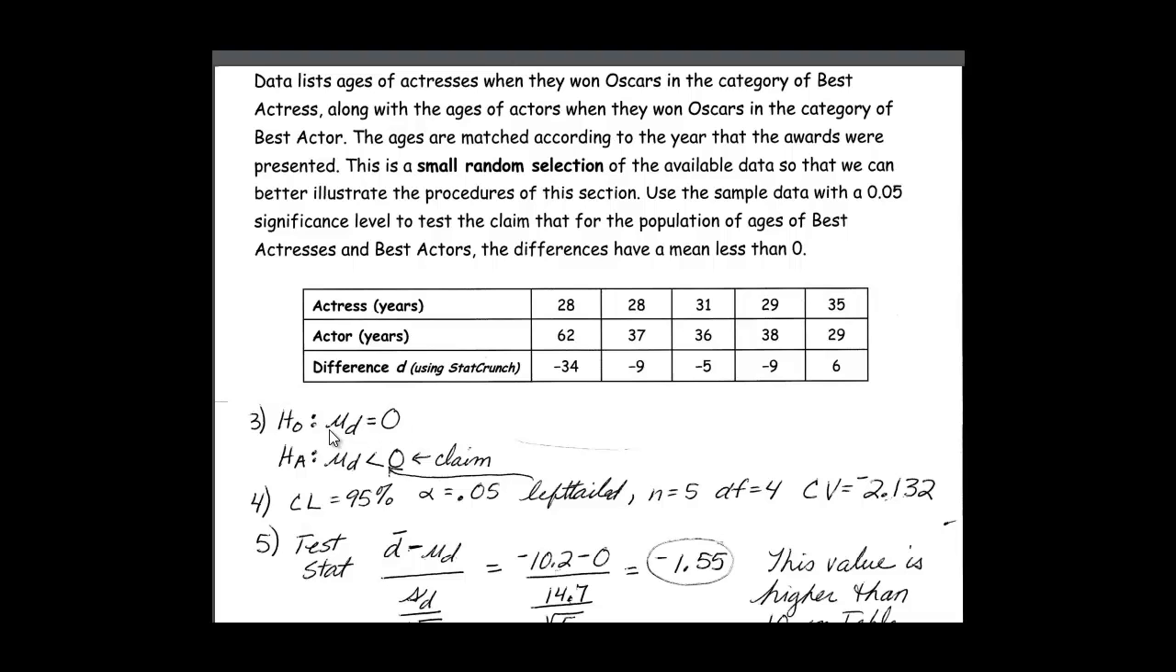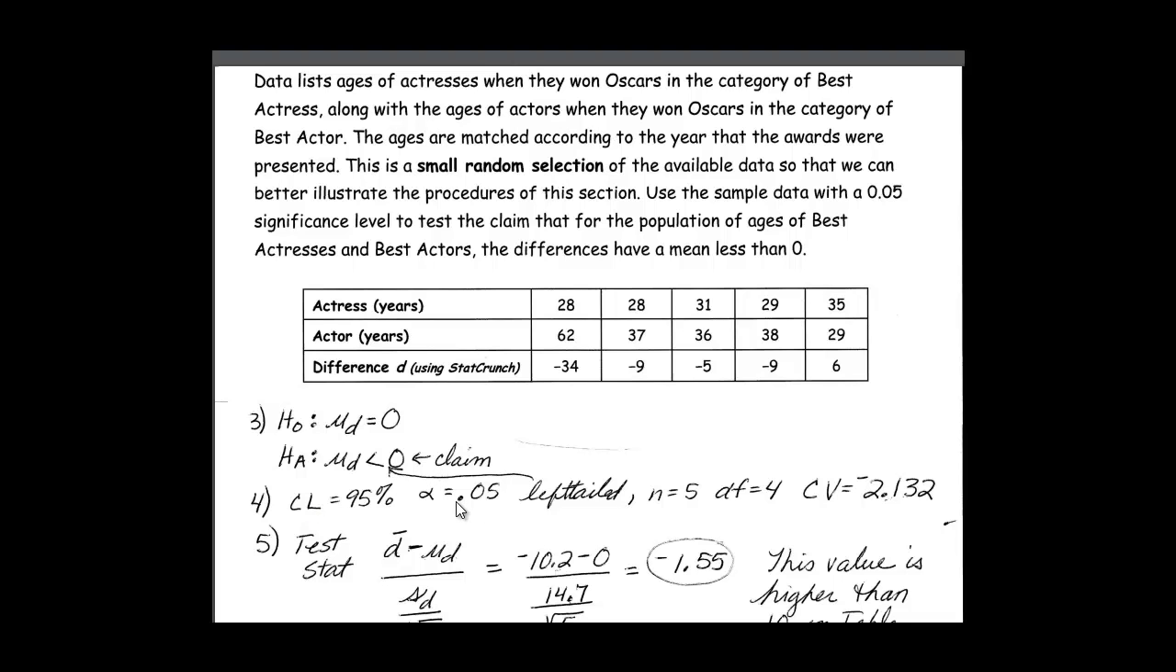Okay, so when we look at our null hypothesis, this is going to be communicated a little bit differently. So we have that new notation, the average of the differences is how we'd read that. The average of the differences is equal to 0 is our null hypothesis. Our alternative hypothesis is that the average of the differences is less than 0. That's our claim.